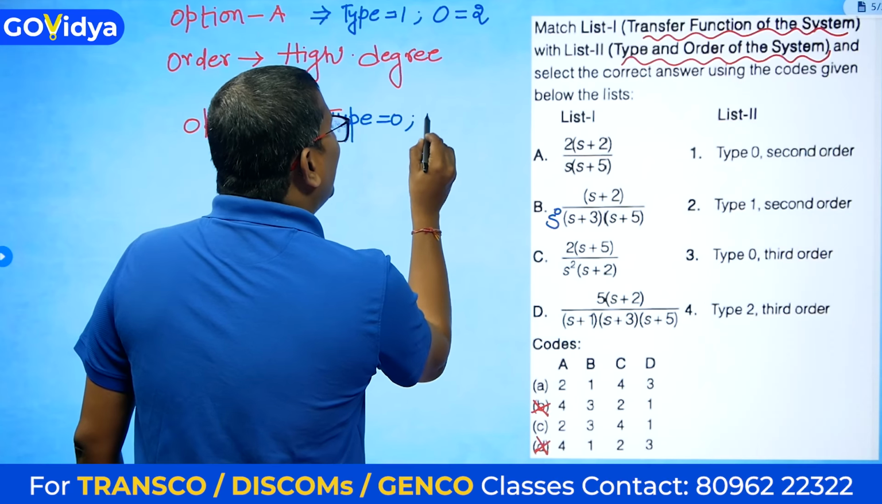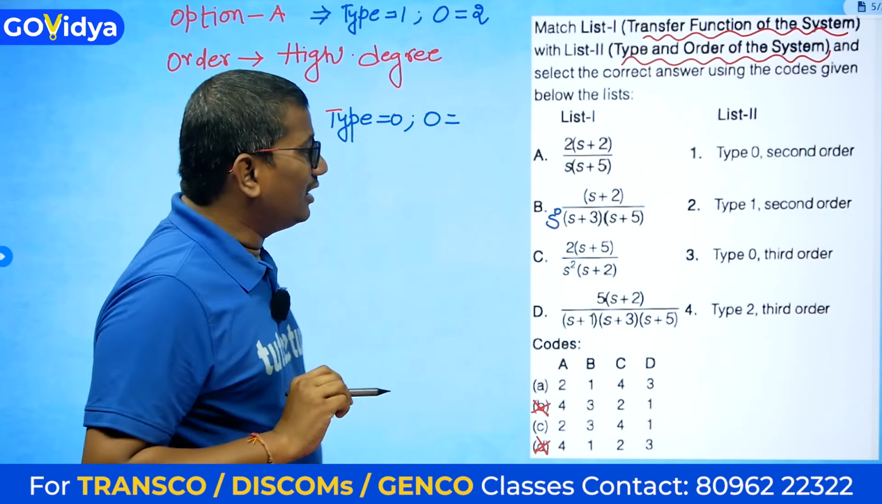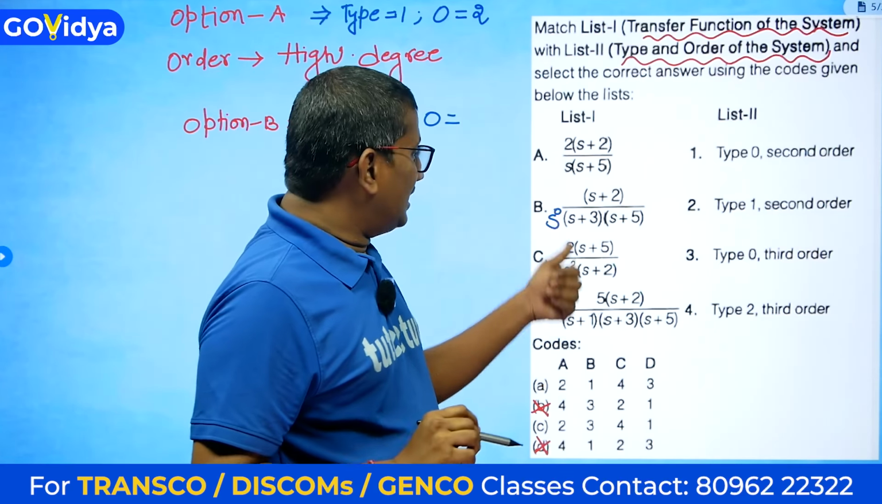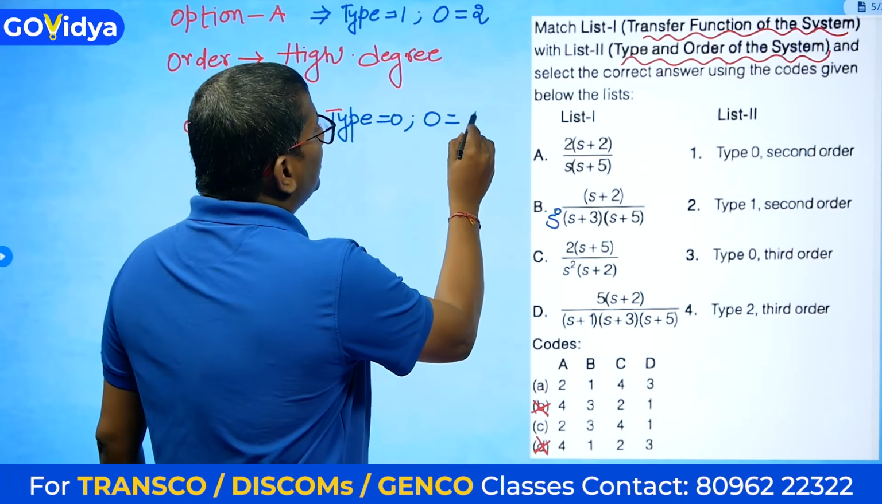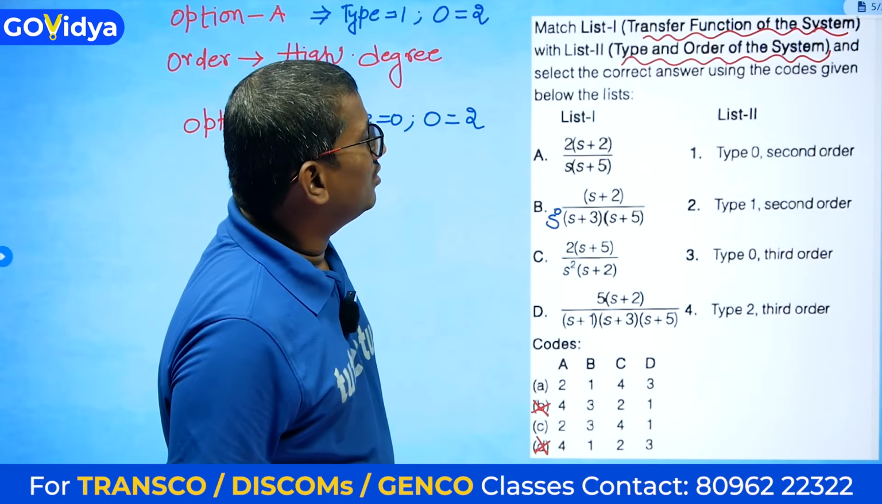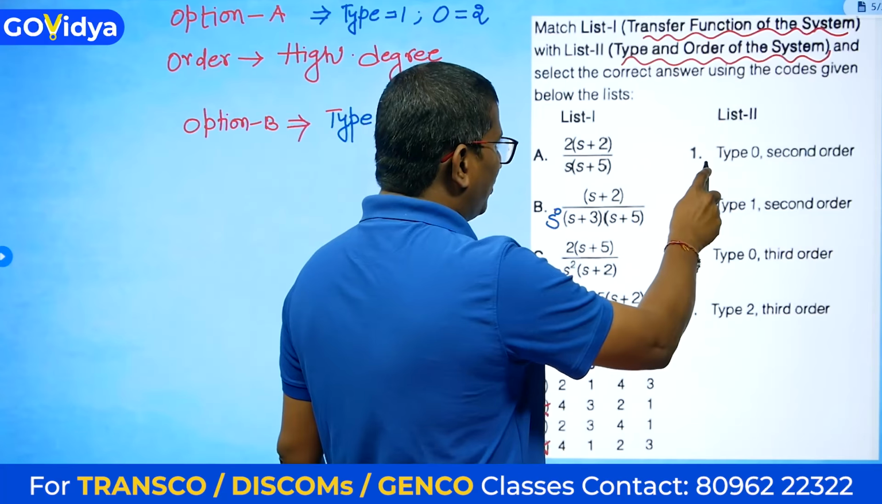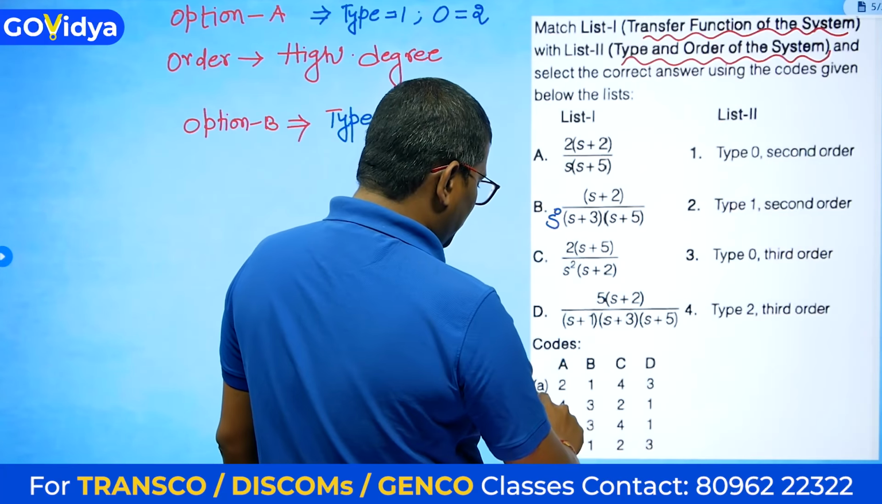And what about the order? The order of the system is S into S, S square. So order is 2. So therefore type 0, order 2. So therefore B is 1. So therefore option A is correct.